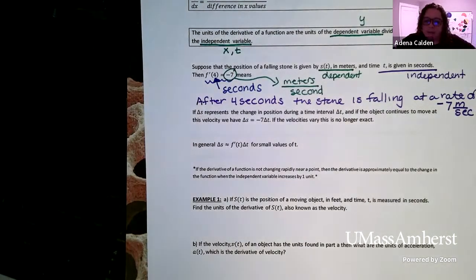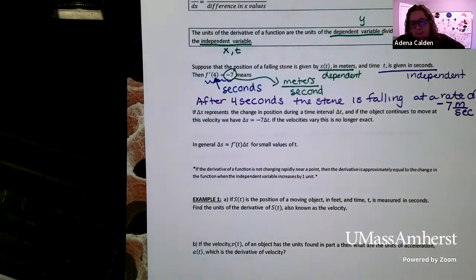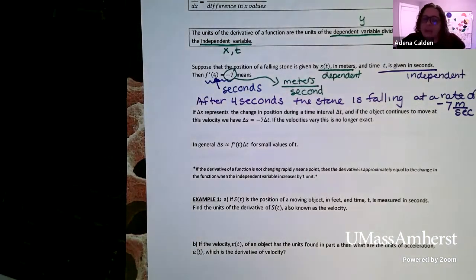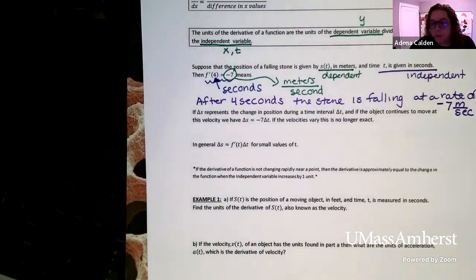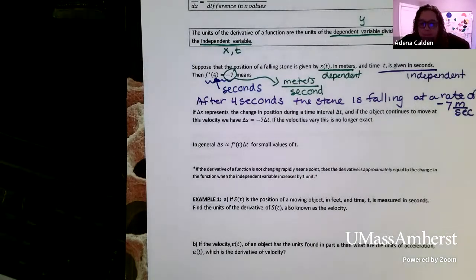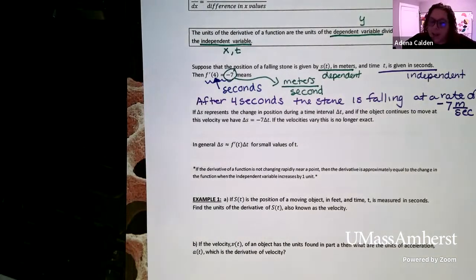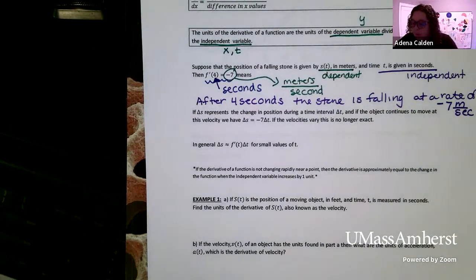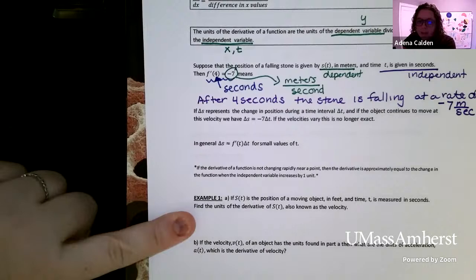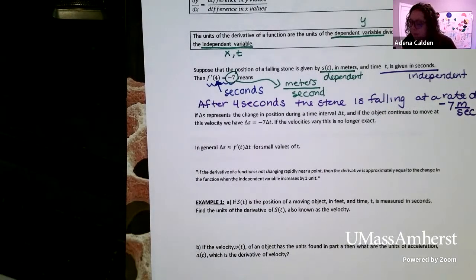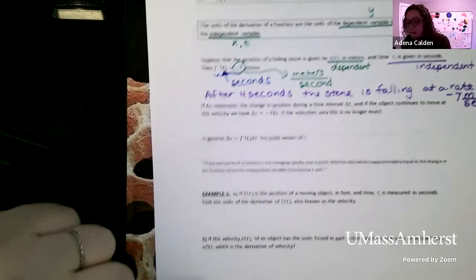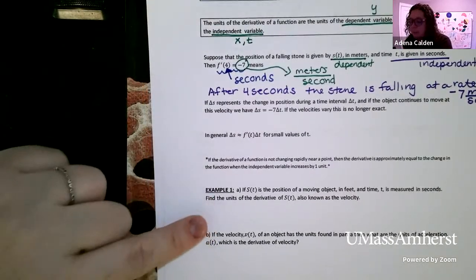If S of t is the position of a moving object in feet, and time t is measured in seconds, find the units of the derivative of S of t, also known as the velocity. You're not being asked about any particular numbers, you're just asked to find the units of the derivative. For part B, if the velocity, v of t, of an object has the units found in part A, what are the units of acceleration, which is the derivative of velocity? So we're finding the units in part A, and those are the units of velocity. Then we take another derivative and figure out the units of acceleration based on part A.